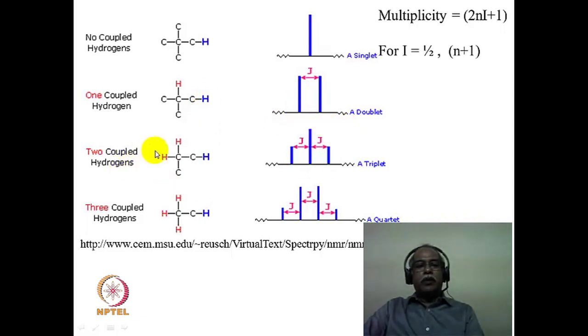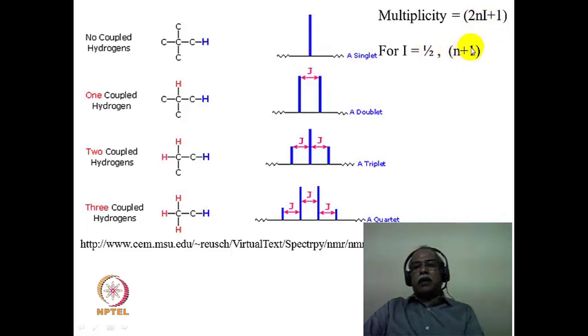When you have two equivalent hydrogens in the adjacent position, this will split it into two and then further split it into two. 2 times 2 would be 4, but the coupling constants are the same, so you see a triplet multiplicity. If you have three equivalent hydrogens, then the multiplicity will be 4. The multiplicity can be easily calculated using the formula 2nI plus 1, where n is the number of equivalent hydrogens in the adjacent position, the coupling partners, which are identical in their chemical environment, and I is the spin value of that particular nucleus.